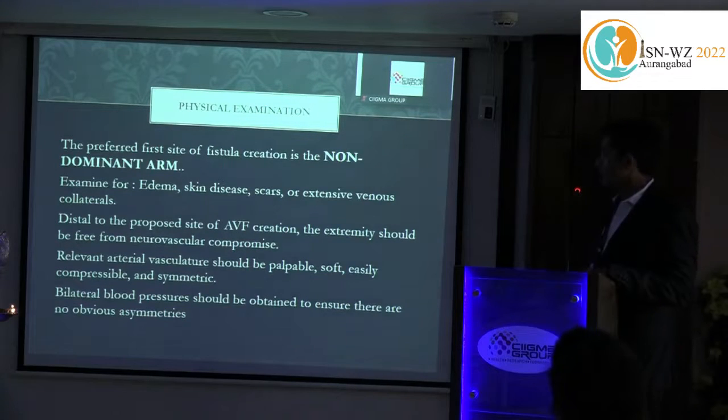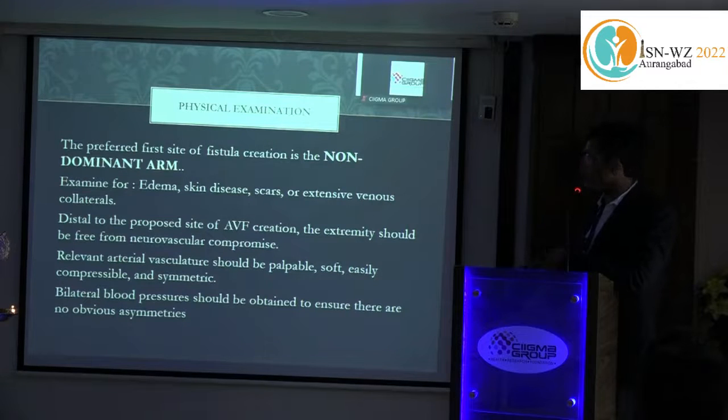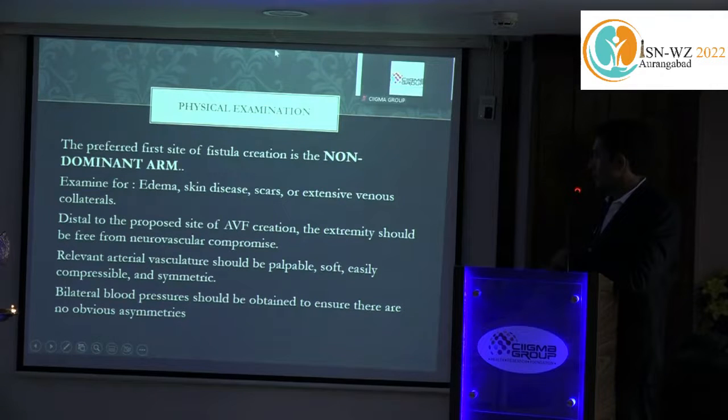Usually we go for the non-dominant hand to create a fistula because the patient needs to keep that hand steady during the hemodialysis session. Always look for edema, skin diseases, scars or extensive venous collaterals. These extensive venous collaterals can give you some idea about a proximal obstruction or occlusion.